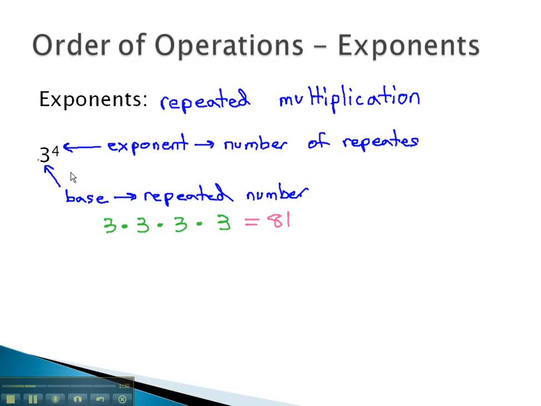I want to notice that that repeated multiplication did not mean we multiplied 3 times 4. One of the most common errors students make with exponents is when they see 3 to the 4th power, they read that as 3 times 4 and write the answer 12, which you see is much different than 3 times 3 times 3 times 3, which is 81. So with that in mind, let's practice evaluating a few exponent problems.